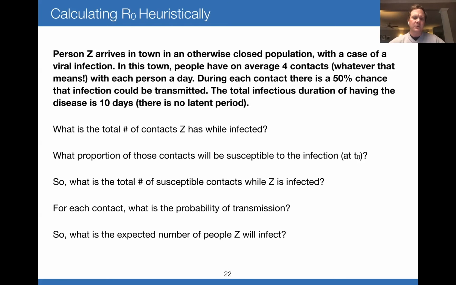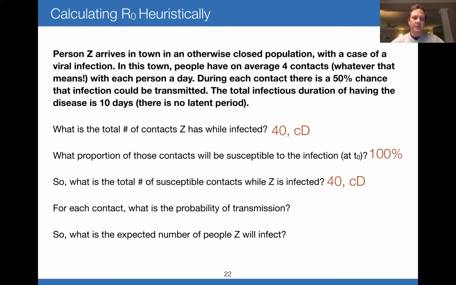So what's the total number of contacts that Z has while infected? Well, it's 4 per day times the total duration of infectiousness, so 40. What proportion of those contacts will be susceptible to infection at time 0? Well, at the very beginning, 100% of the population. So what's the total number of susceptible contacts that Z has? It's going to be 40, 100% of 40.